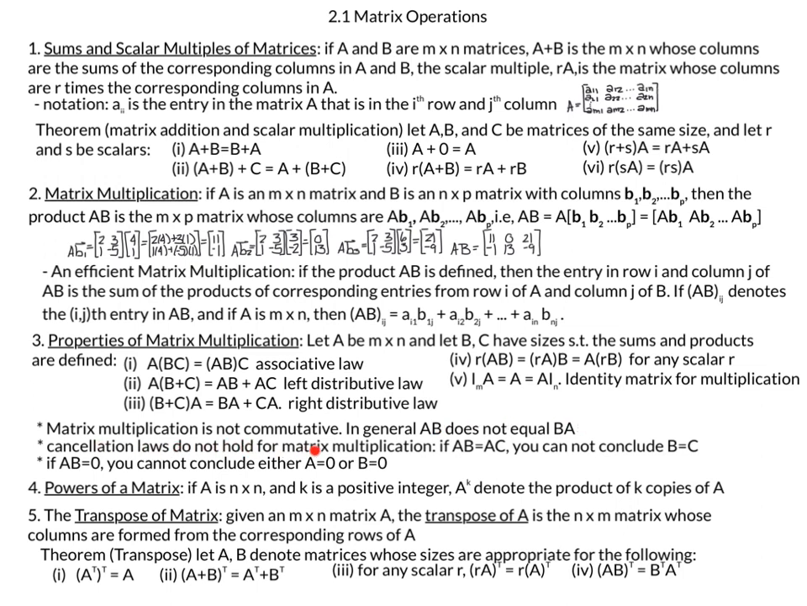Also, cancellation laws do not hold for matrix multiplication. So if A times B equals A times C, you cannot just cancel A and assume that B is equal to C. And if AB is equal to 0, you cannot conclude that either A is equal to 0 or B is equal to 0. Then we defined the powers of a matrix. So A to the K denotes the product of K copies of A. And then we defined the transpose of a matrix. So given a matrix A, the transpose of A is the N by M matrix whose columns are formed from the corresponding rows of A. And then we had some properties of the transpose as well.